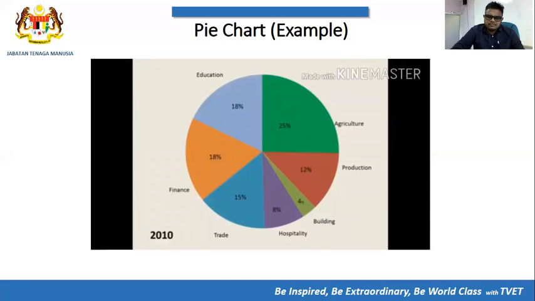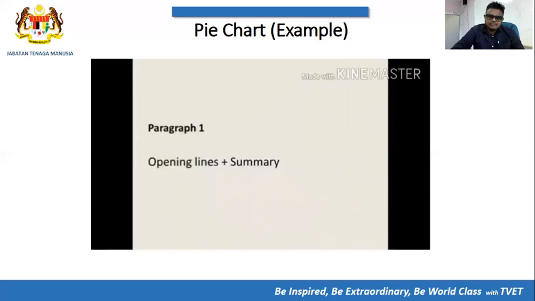Now we can see over here the 2010 pie chart. What are the different sectors and their percentages? You have to see which sector has the higher percentage in 2010. Which sector? That is agriculture. Very good. And which is the least sector, having the lower percentage? That is building. So here we can see the agriculture sector at 25% and the building sector at 4%. Now we know the most and the least percentage.